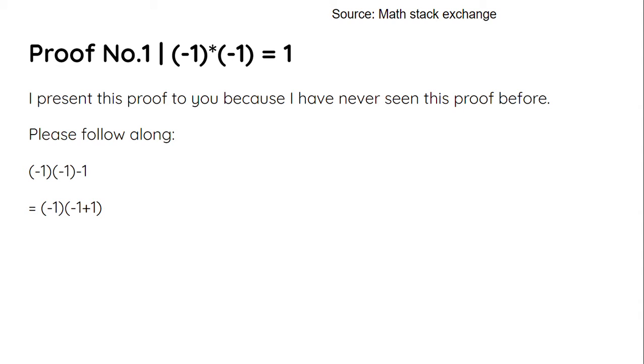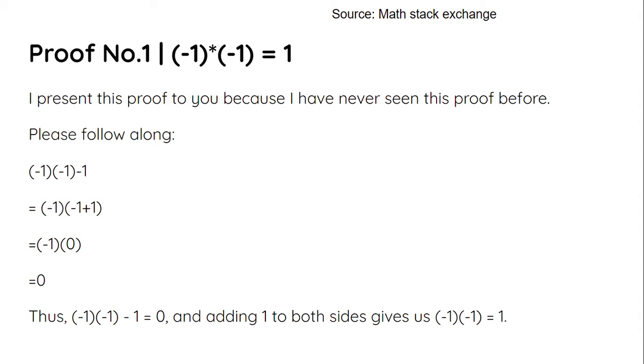And I know that -1 divided by -1 is equal to 1 because everything divided by itself is equal to 1. So we know that -1 plus 1 is equal to 0. So therefore, this expression is equal to 0. And since this expression is equal to 0, when we add 1 to both sides, this gives us -1 times -1 is equal to 1, which completes the proof.